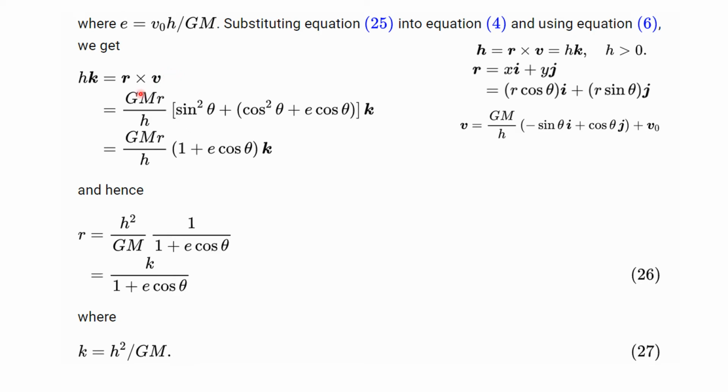But then you want to recall that this R was R cosine theta I plus R sine theta J. And this V was this. Now there's a calculation. You have to take the cross product of those. I encourage you to test and make sure you do this calculation. But when you do that calculation, you get this, and this is in the K direction.